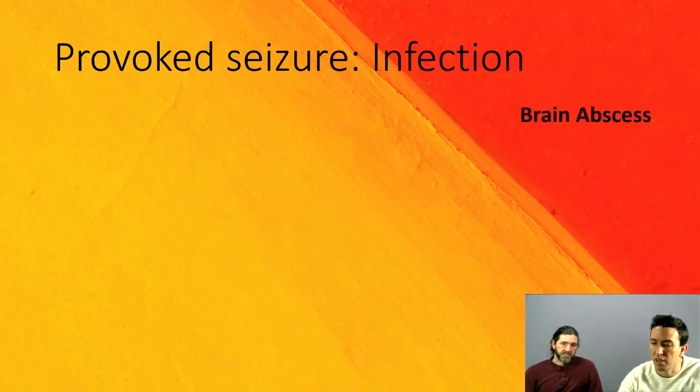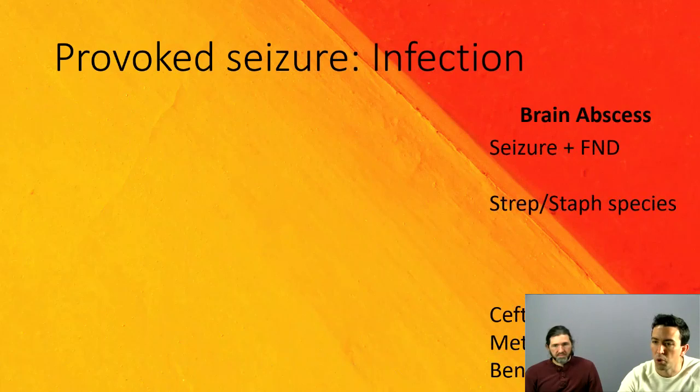Last one on infection, brain abscess. So again, seizure plus focal neurologic deficit. Most common causes of these would be some sort of strep or staphylococcal species that's migrated up from somewhere in the ENT space. Common questions that I've seen on this one has been treatment of choice. Usually they add on a Rocephin. Then you have to add on that anaerobic coverage with metronidazole to cover for the oral flora and things that can migrate up. Again, benzodiazepines, focal seizures, that sort of deal. But a lot of it has been antibiotic choice is what I've been seeing on the brain abscess questions.